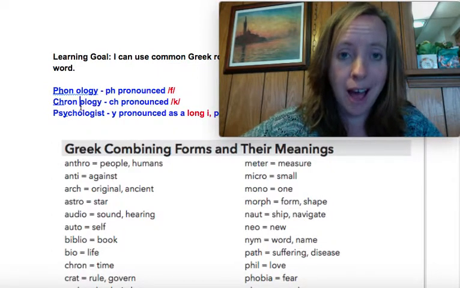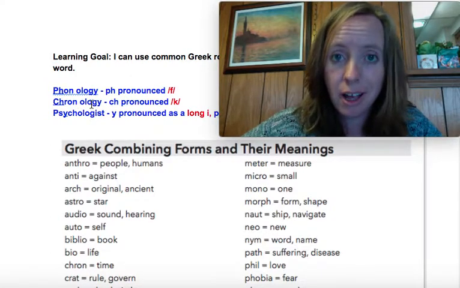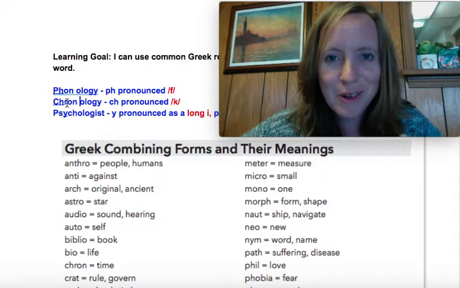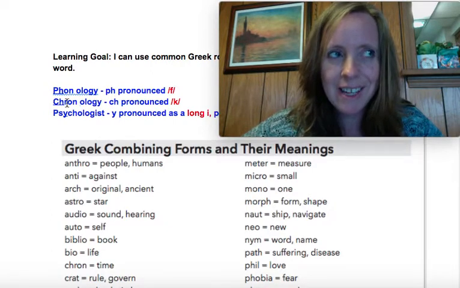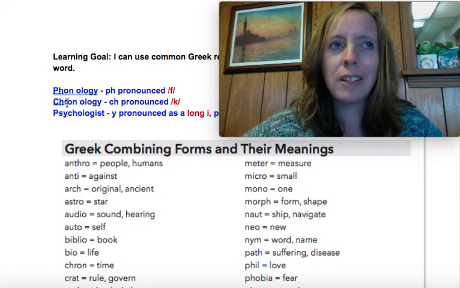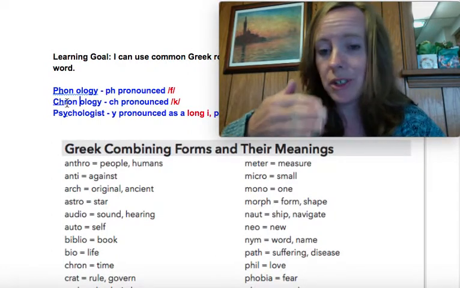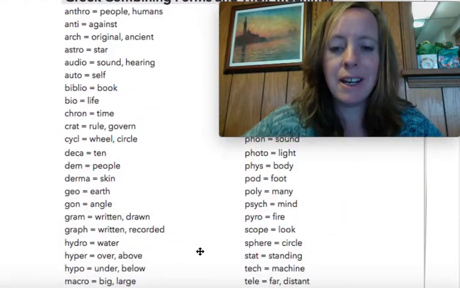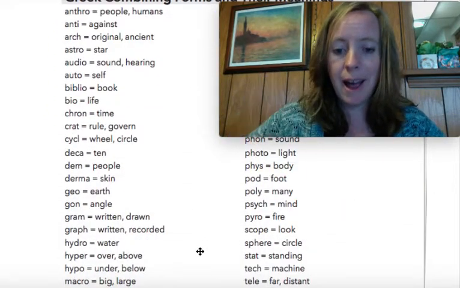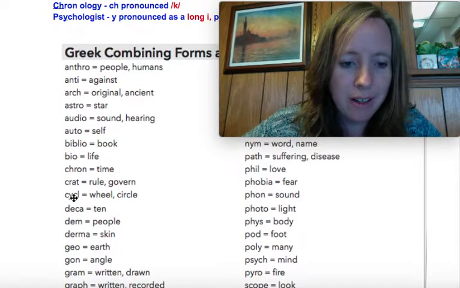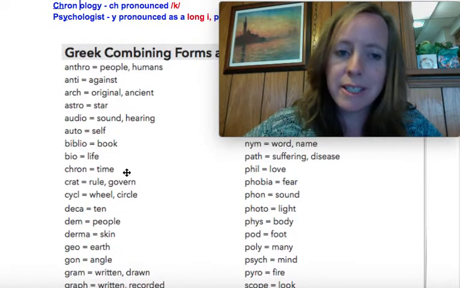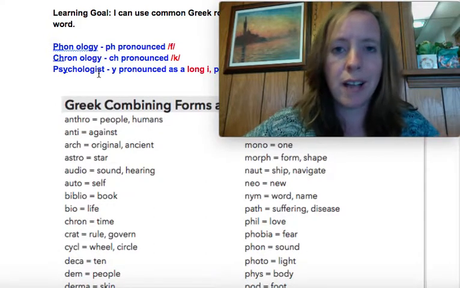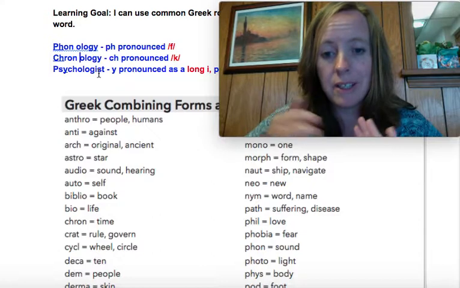Chronology. That ology means the study of, so it's the study of chron. I think you know what chron means. Think about when we list events in chronological sequence. We list them in order of the time that it happened. Let's see if we're right. C-H-R-O-N. Chron means time. So chronology is the study of time. Chronologic order would be to put events in order of time.